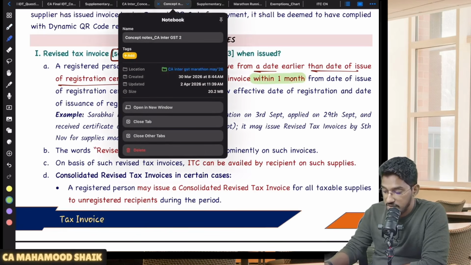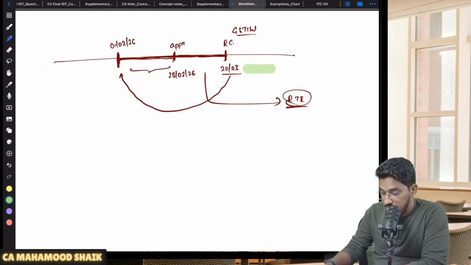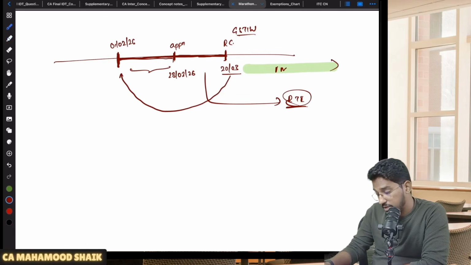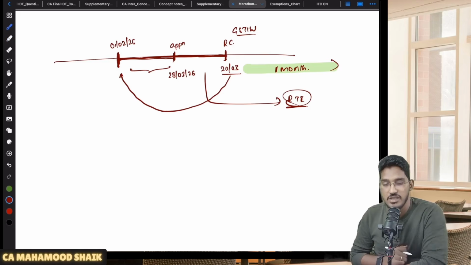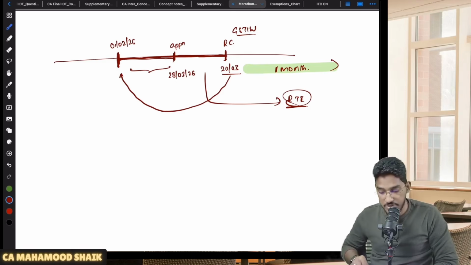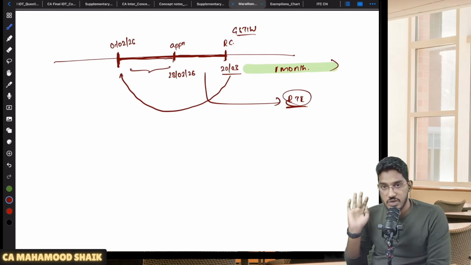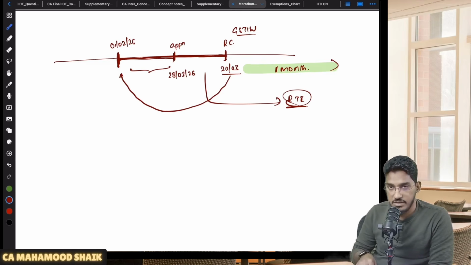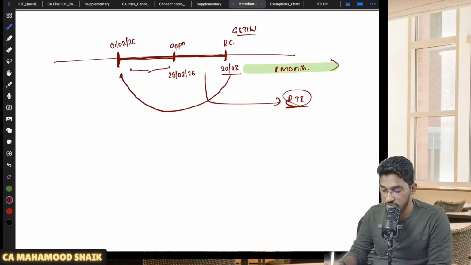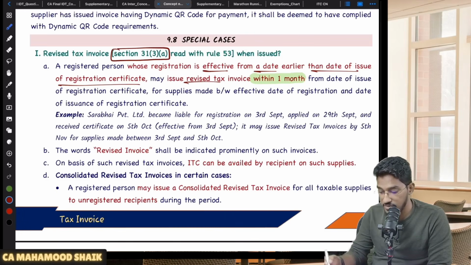You will get the registration certificate, and within 1 month from the date of the registration certificate you are required to issue that revised tax invoice. If at all you want, it is an optional facility. It is not mandatory. If you want to give a revised tax invoice, you can give it, but you have to do it within 1 month from the date of issuance of the registration certificate. Understood? So this is the concept of revised tax invoice.